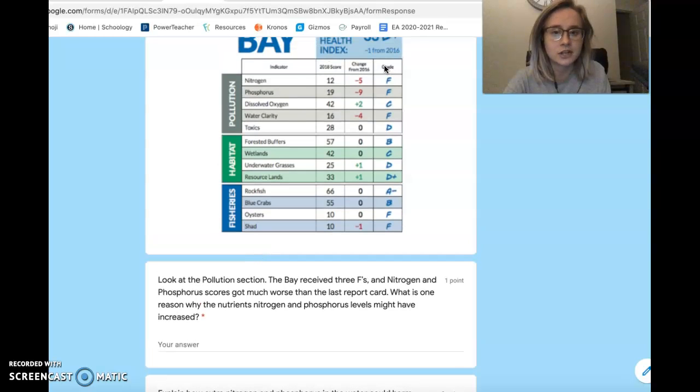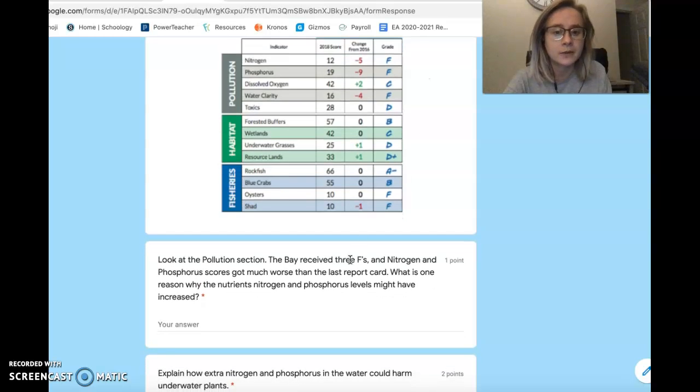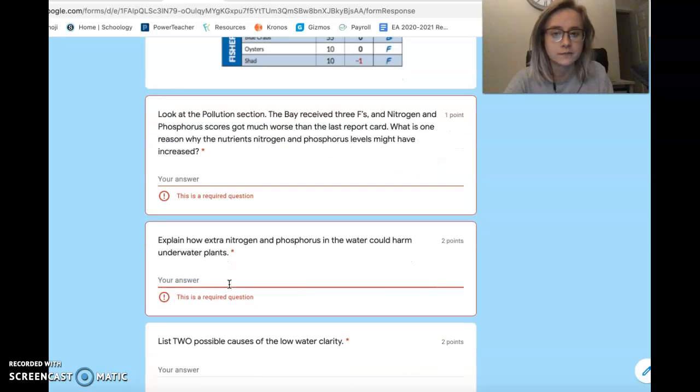Look at the pollution section. So it's this section right here. The bay received 3 Fs, and nitrogen and phosphorus scores got much lower than the last report card. So it dropped 5 points and 9 points. What is one reason why the nutrients, nitrogen and phosphorus, levels might have increased? Why do you think the amount of nitrogen and phosphorus, those nutrients, could have increased? What happened to make them increase? Write your answer here.